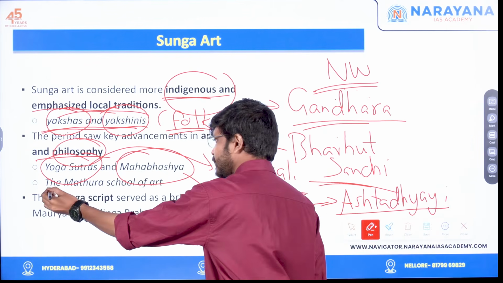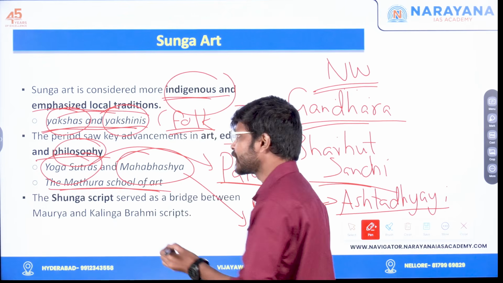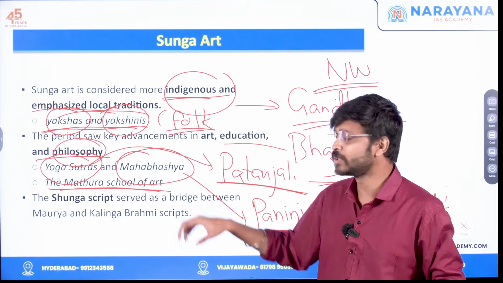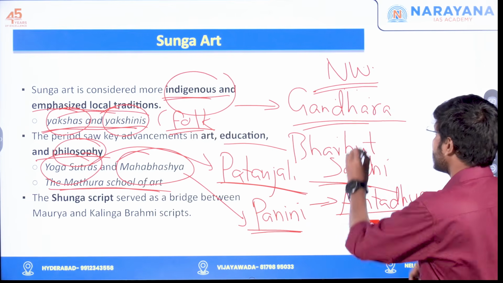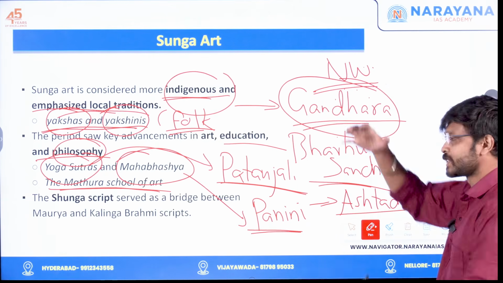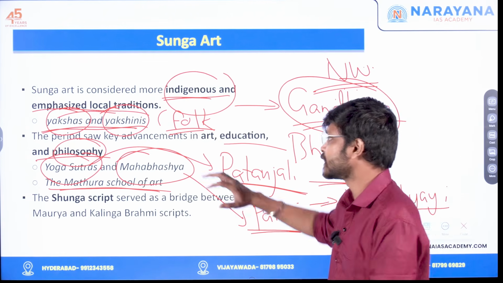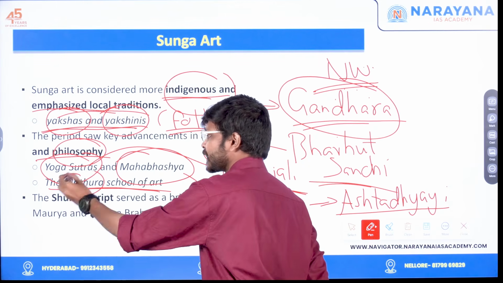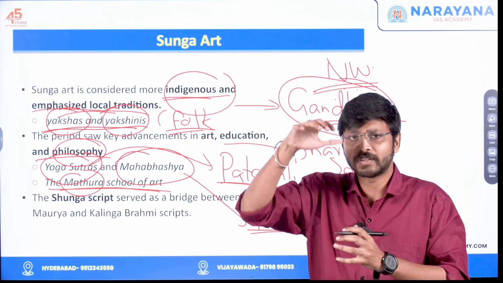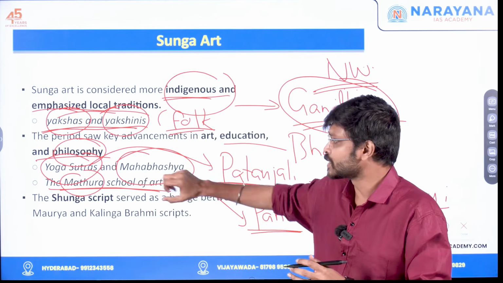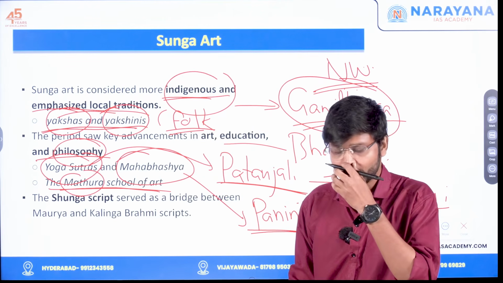And another important school which became prominent during this Sunga period is the Mathura school of art. I have already mentioned the Gandhara school of art, which was in the northwestern part of India. Mathura is mostly in the UP region only, so it is in the north as well as central part of India, where this Mathura school of art was prevalent.